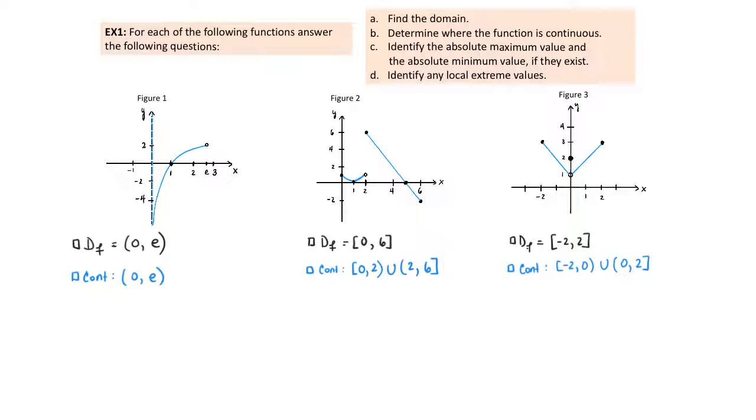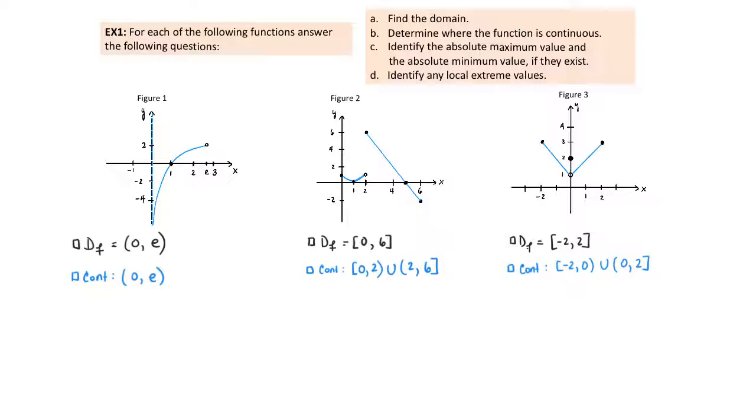In part C, they're asking us to identify the absolute maximum value and the absolute minimum value if they exist at all in each of the functions. When we go to the first figure right here, we see that in terms of maximum, the y values are increasing as x approaches e. But as x approaches e, we never really reach y equals 2, what really should be the maximum, because of this removable point that has been removed here.